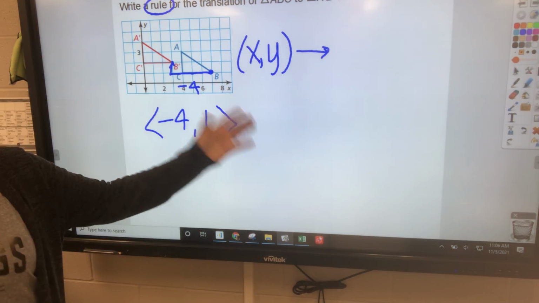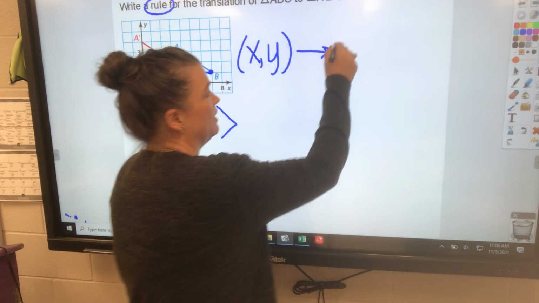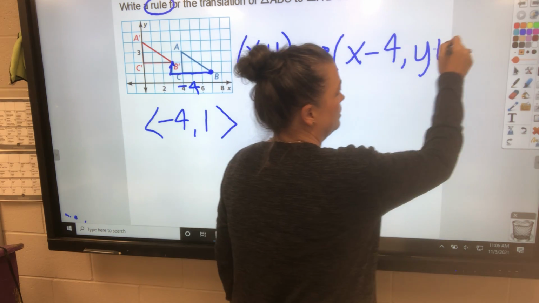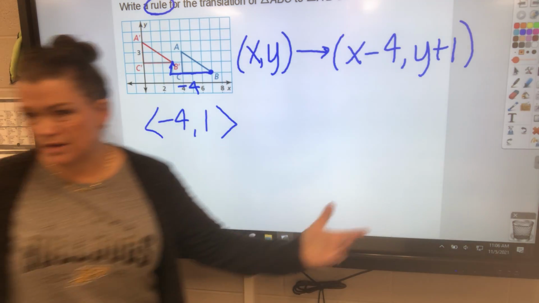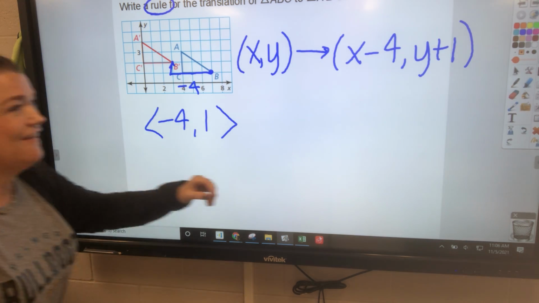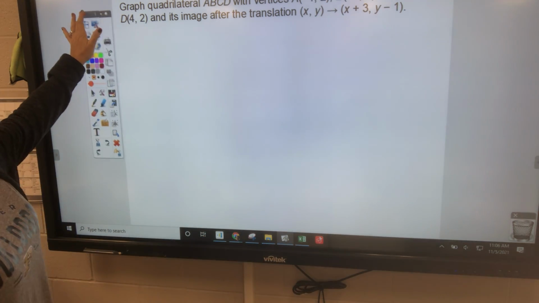Don't forget, you start with x, y, and write the arrow. Okay, this is the process for writing the rule. You gotta write the whole thing. x, y, and then it becomes x - 4, and what'd you say, y plus 1? Yes. Okay, everybody good with this? All right, we're good?